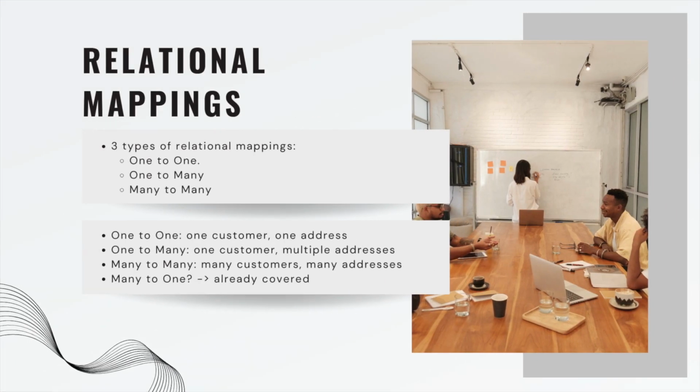There are three types of relational mappings: a one-to-one, a one-to-many, and a many-to-many. A one-to-one relational mapping, in our context of a customer and an address, means you would have one customer and each customer has exactly one address. In a one-to-many relationship, you would have one customer and multiple addresses. And in a many-to-many relationship, you would have many customers to many addresses.